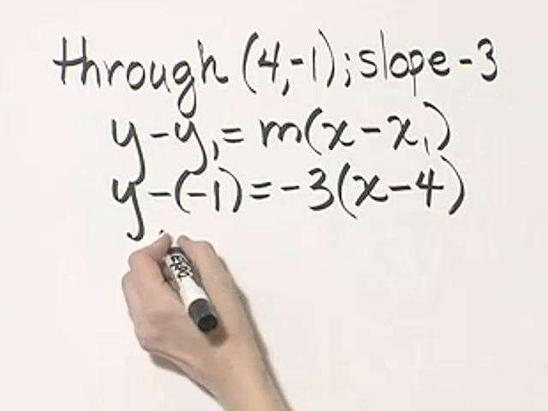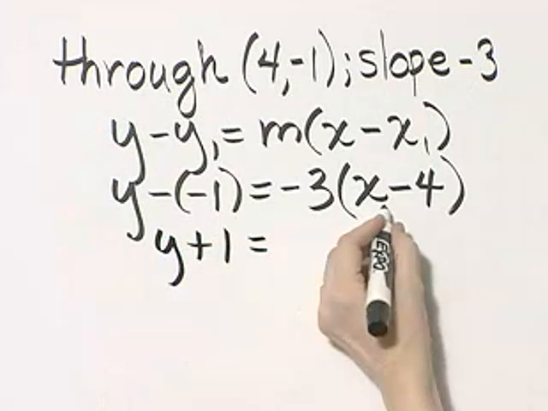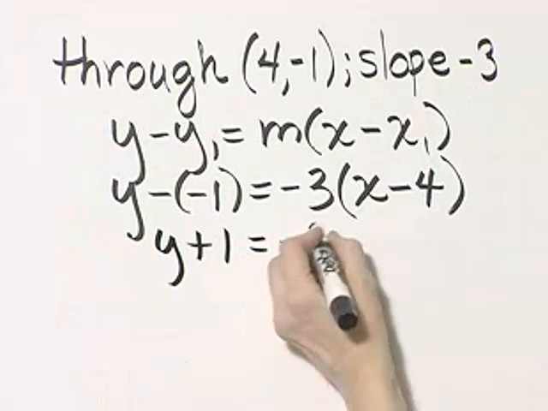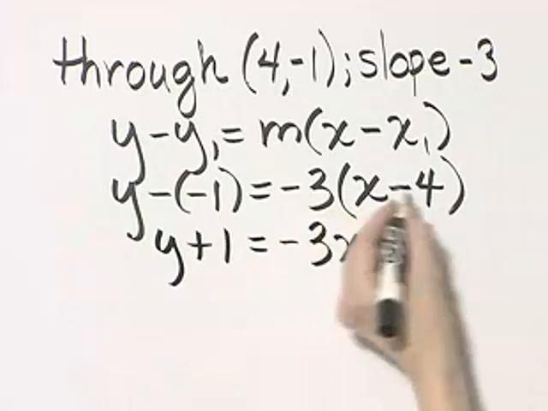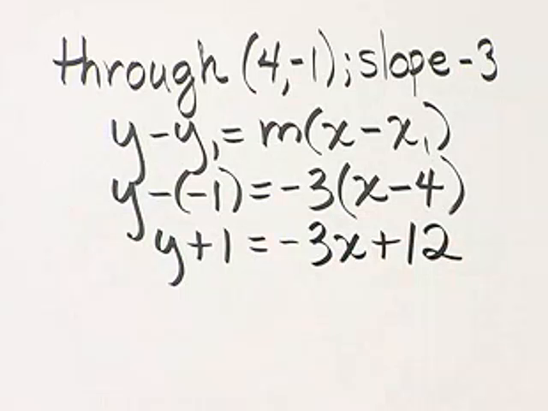So let's simplify. That's y plus 1 is equal to, now I'm using the distributive property, negative 3x, and negative 3 times negative 4, that's positive 12, so I'll write plus 12. Remember standard form, x and y terms are on one side of the equation and constants on the other.